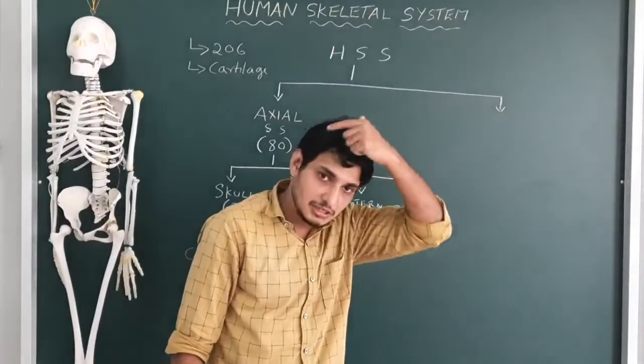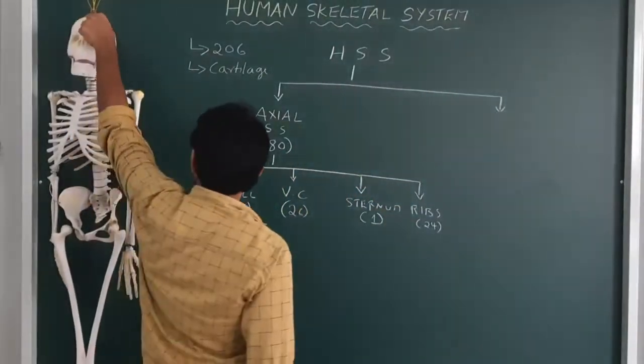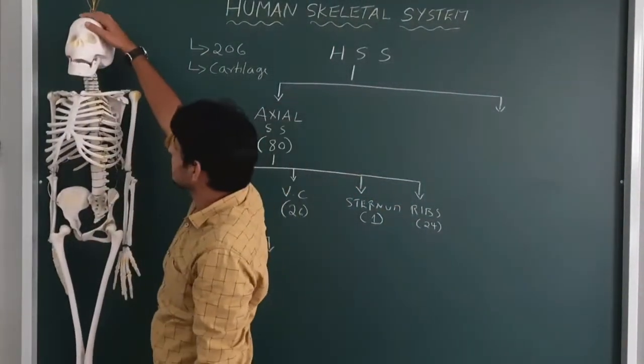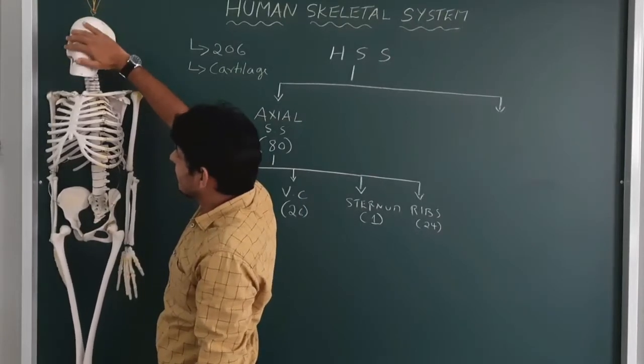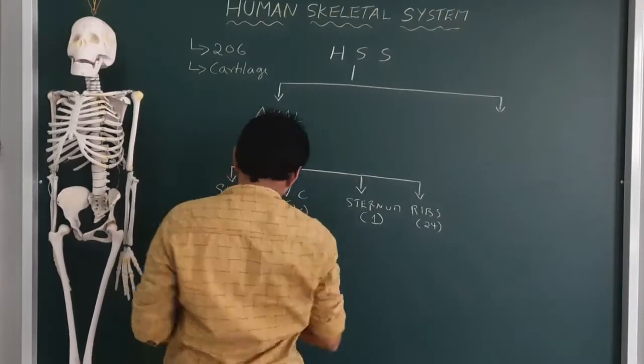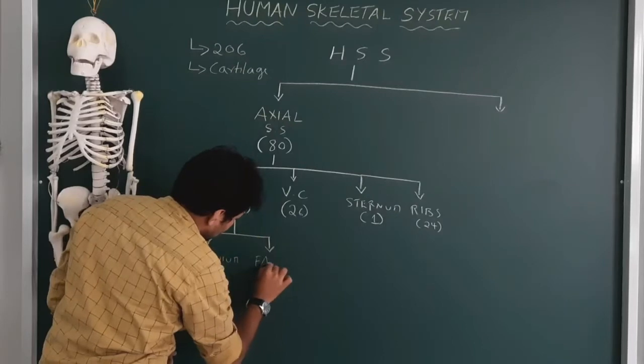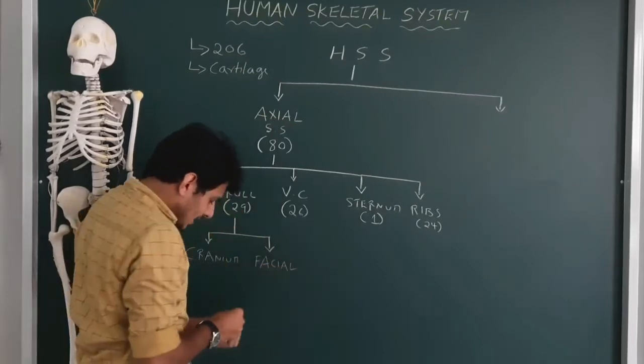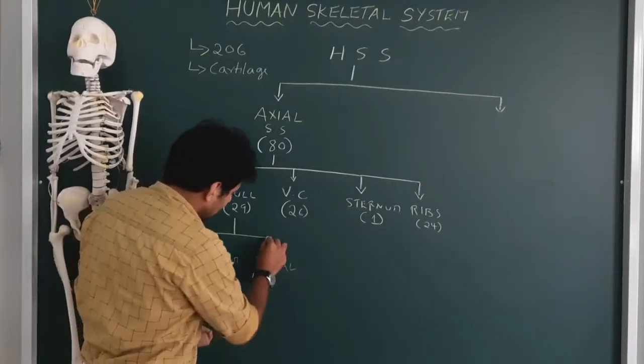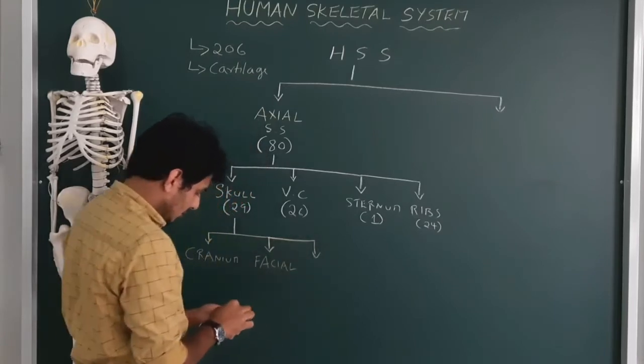So this is actually the cranium. Got it? So cranium, you could see the cranium here. Okay, so this is cranium. And this one, the other part of the skull, is called the facial. Okay, so facial.